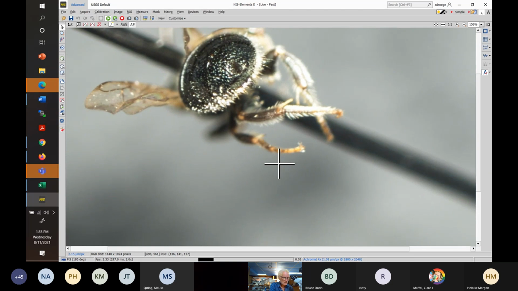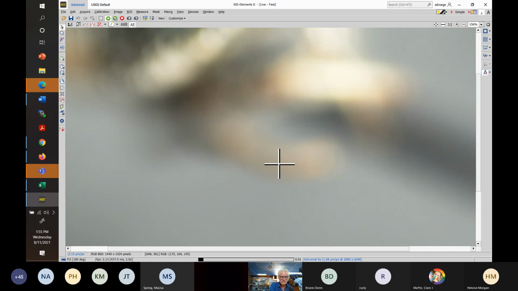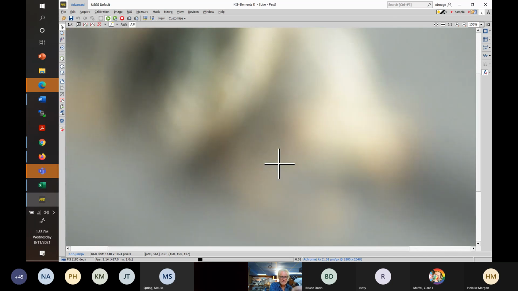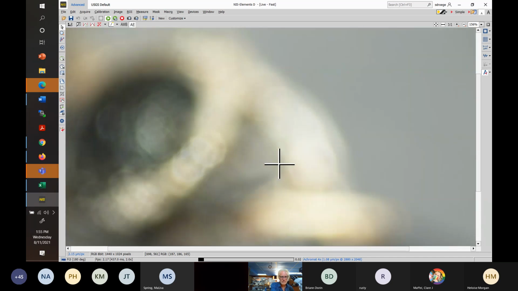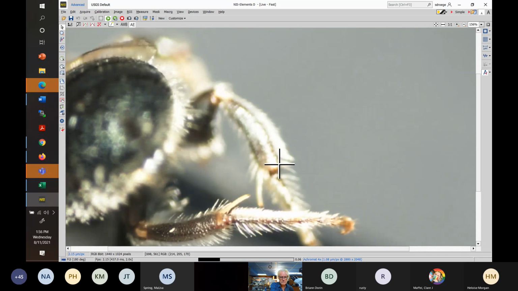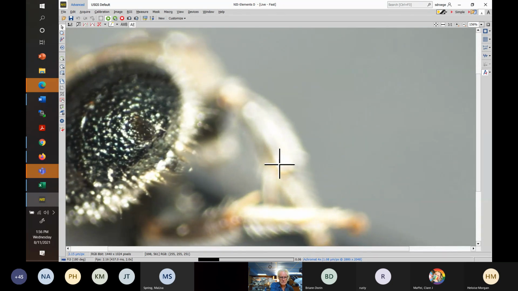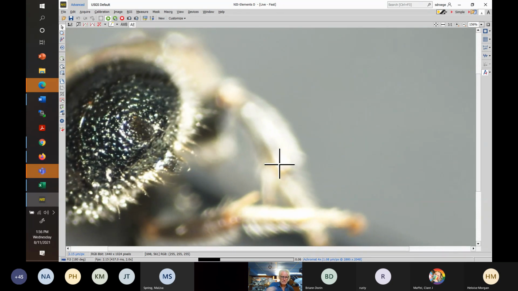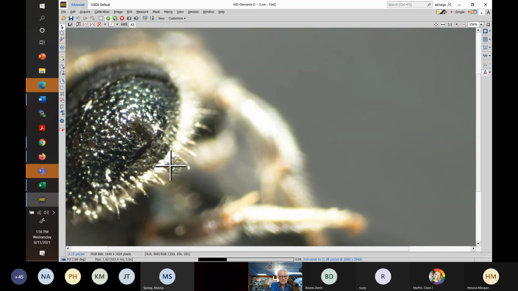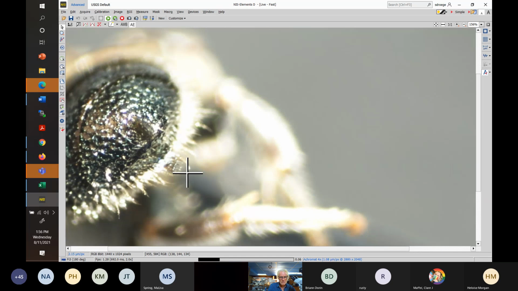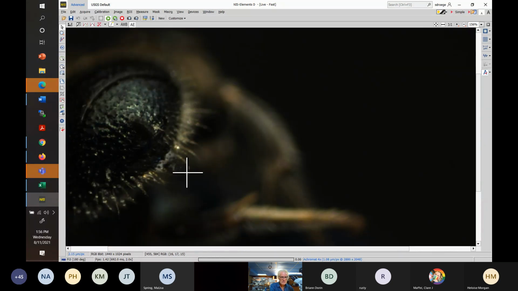Zoom in, pull this down. I'll play with the lighting here a little bit, but tuft of hairs, this is the plate. Really small, about as tall as it is wide. And if we play with the lighting a little bit, that will show up perhaps a little bit better.